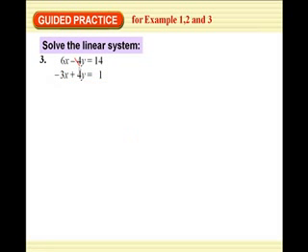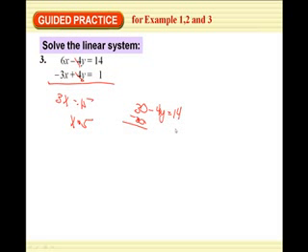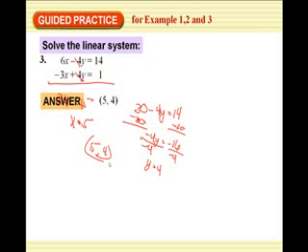These are opposites, which is great. 6x minus 3, or plus a negative 3, is 3x equals 15. X equals 5. So let's put it into that top one. 30 minus 4y equals 14. Minus 30, negative 4y equals negative 16. Divide by negative 4, y equals positive 4. So 5, 4 is the answer.